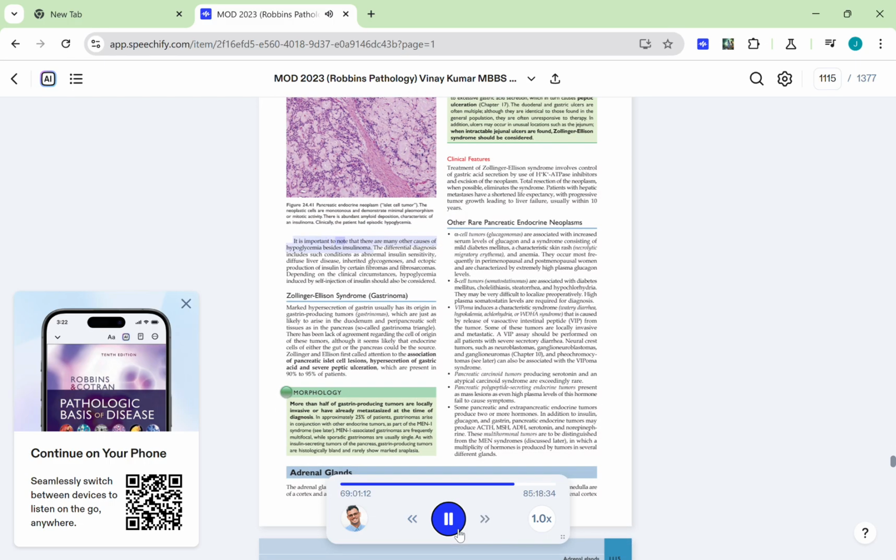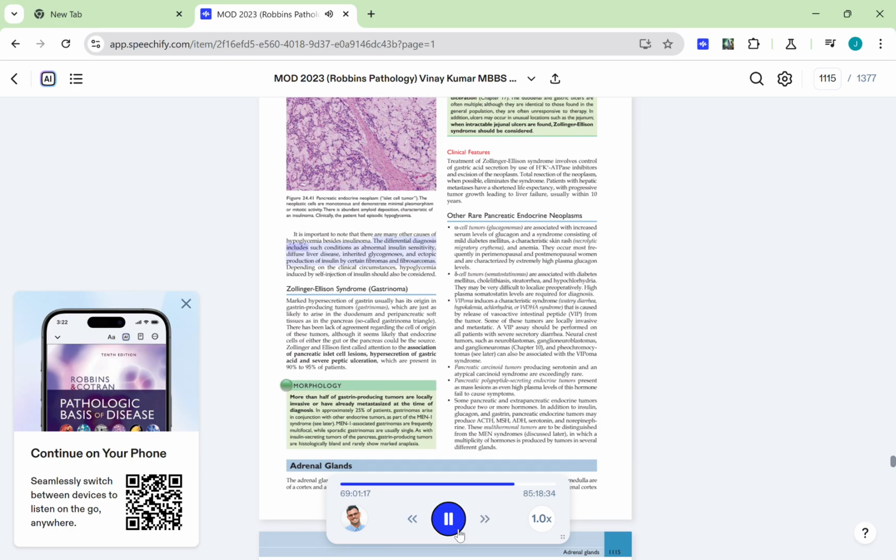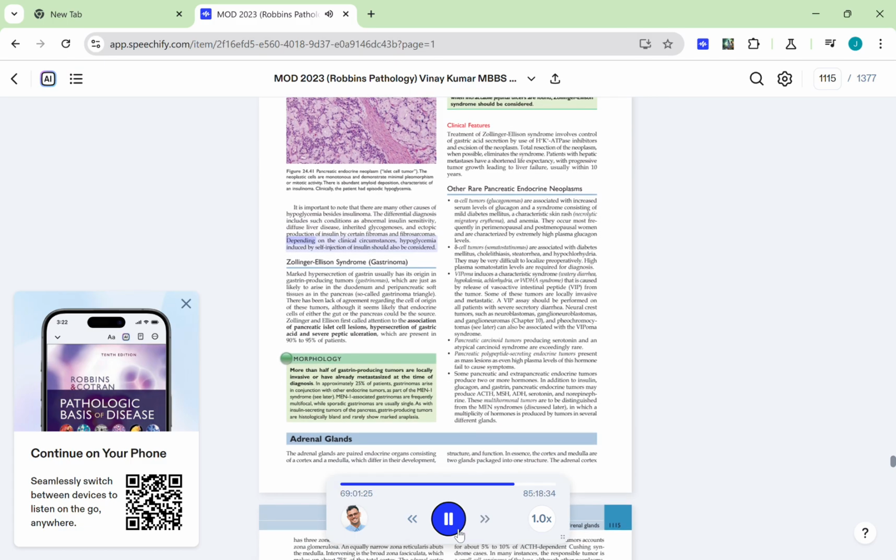It is important to note that there are many other causes of hypoglycemia besides insulinoma. The differential diagnosis includes such conditions as abnormal insulin sensitivity, diffuse liver disease, inherited glycogenosis, and ectopic production of insulin by certain fibromas and fibrosarcomas. Depending on the clinical circumstances, hypoglycemia induced by self-injection of insulin should also be considered.